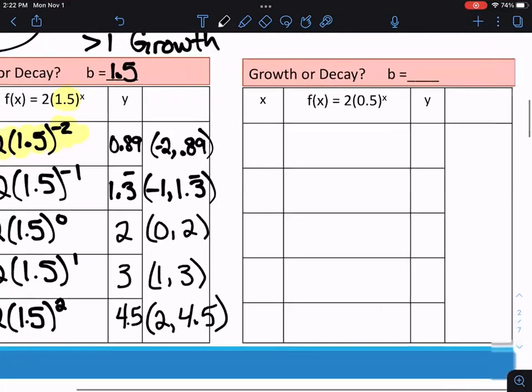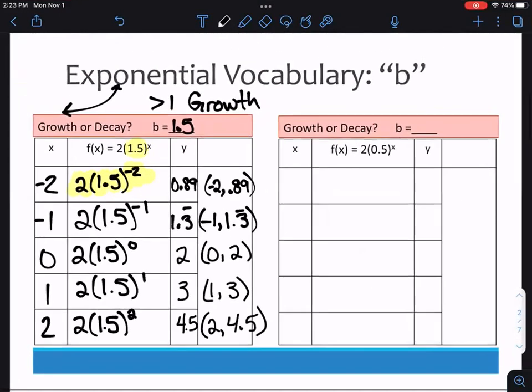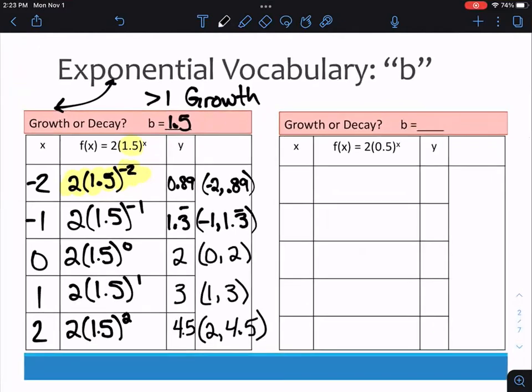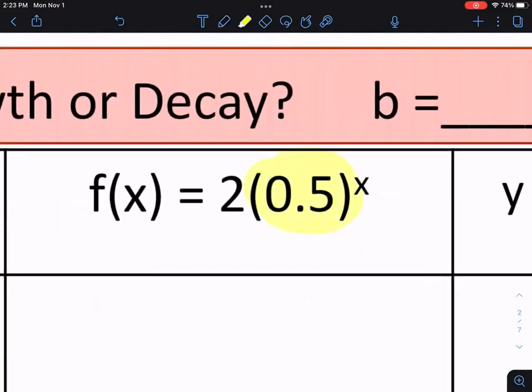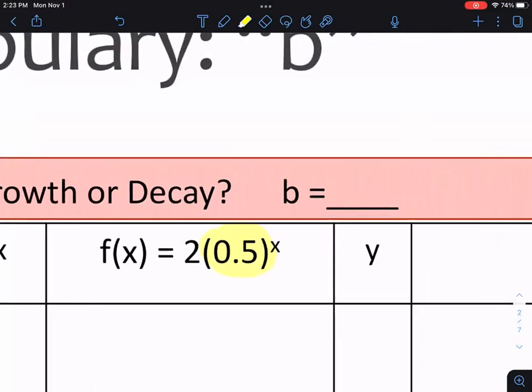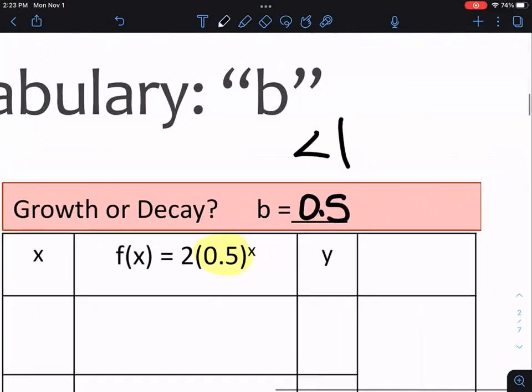So we're going to practice another one over here on the right-hand side. First thing I want you to do, think about whether this is growth or decay. When you look at growth or decay, you need to decide what the B value is. The B value is always the number that has the exponent attached to it. So in this case, it's 1/2 or 0.5. That is less than 1, so this is a decay problem.